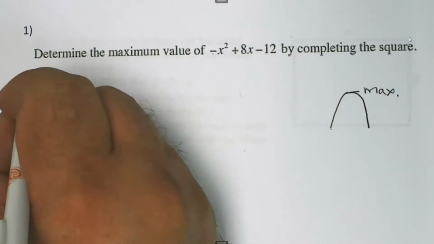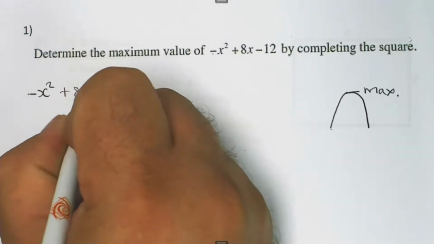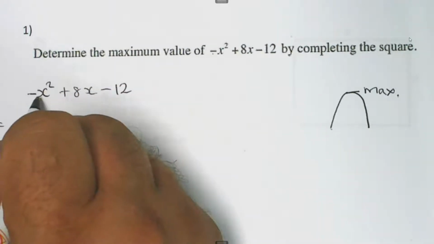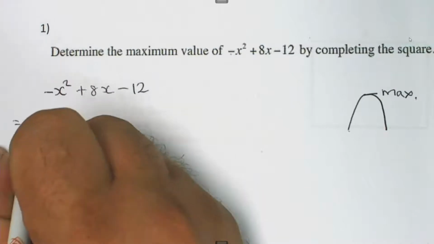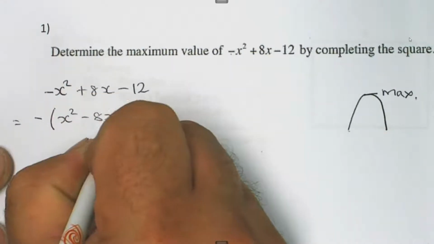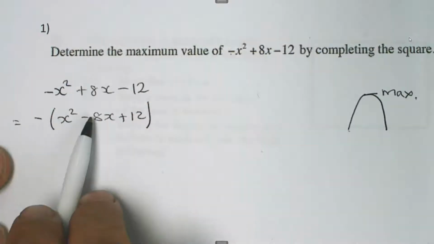So your first step is to make the coefficient of x² 1. So we take out a negative. So it is -(x² - 8x + 12). The first step is to make it positive 1, so I took out a negative.